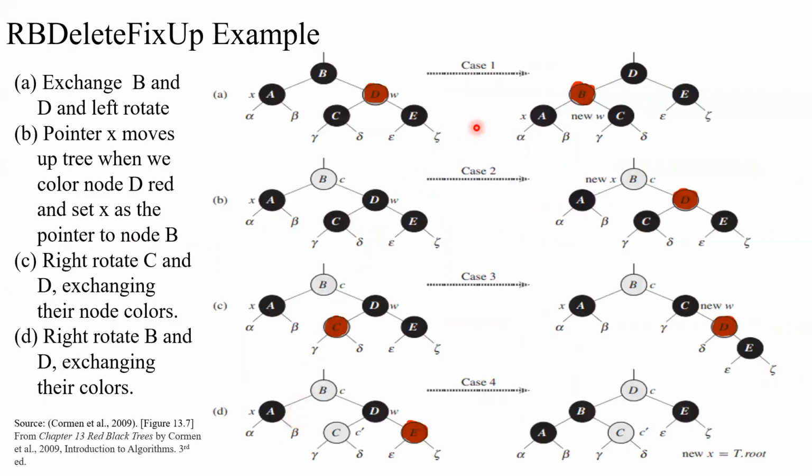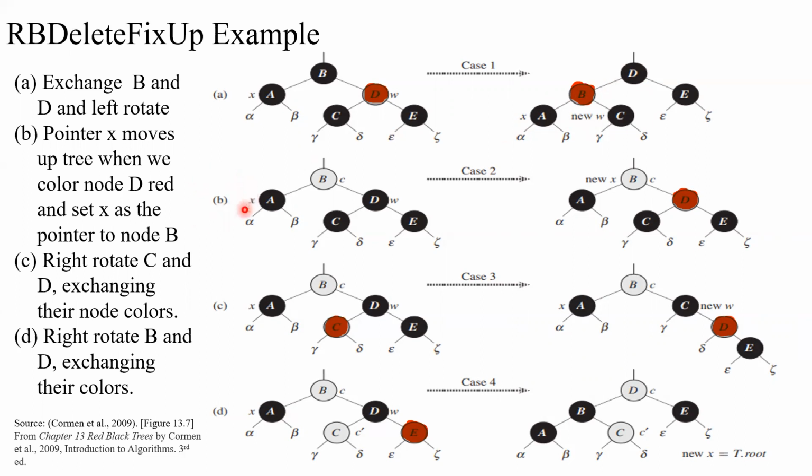A better way to illustrate these cases is by first starting with case A. X's sibling is W, W is red, and it has 2 black children, C and E. We have to exchange B and D and left rotate. When we perform the left rotation, B is the left child of D, and D is now black, and B is now red. X stays the same as A, but our new W is now at C.